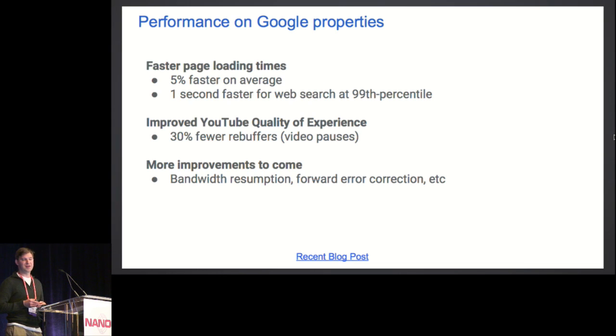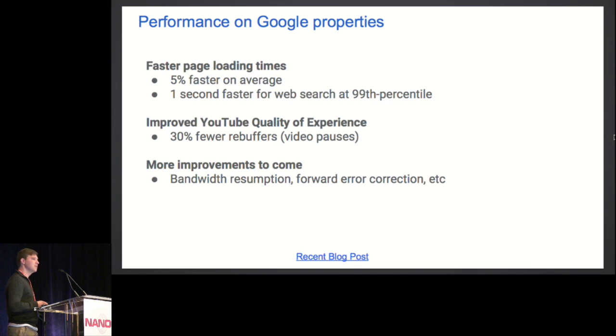So how well does it work on Google properties? On average, it's 5% faster. It's 1 second faster for web search at the 99th percentile. Now, 5% doesn't sound huge in some ways, but we do incredible things to optimize everything we possibly can. So the fact that there's anything left on the table is sort of amazing. And also I want to emphasize, as I said before, this is making the cost of doing a secure connection really kind of nothing from a user latency perspective, which is a really critical improvement.